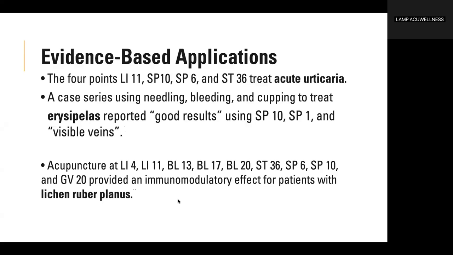Evidence-based applications. The four points, LI 11, Spleen 10, Spleen 6, and Stomach 36, treat acute urticaria. A case series using needling, bleeding, and cupping to treat erysipelas reported good results using Spleen 10, Spleen 1, and visible veins. Acupuncture at LI 4, 11, Bladder 13, 17, 20, Stomach 36, Spleen 6, 10, and GV 20 provided an immunomodulatory effect for patients with lichen rubra planus.